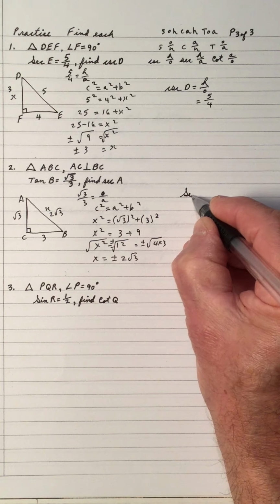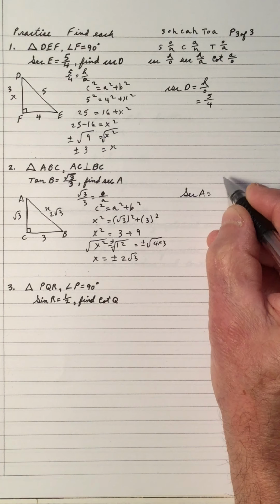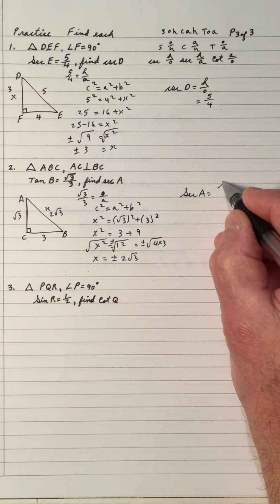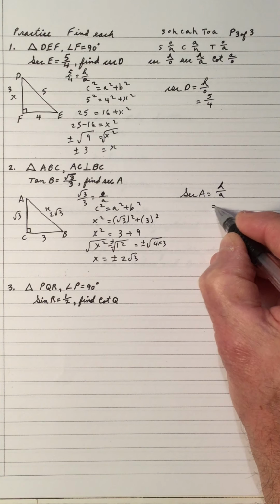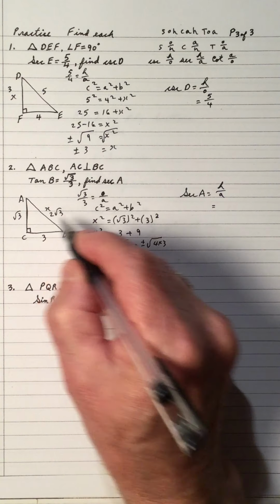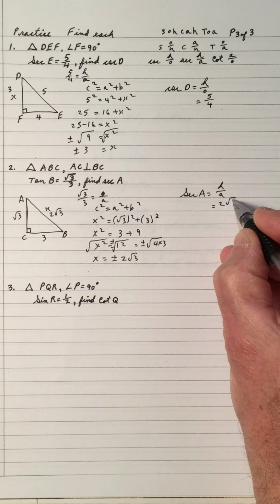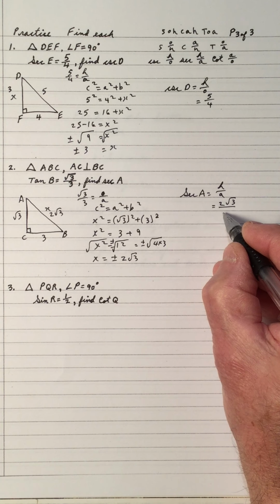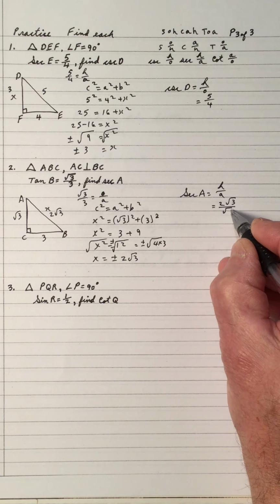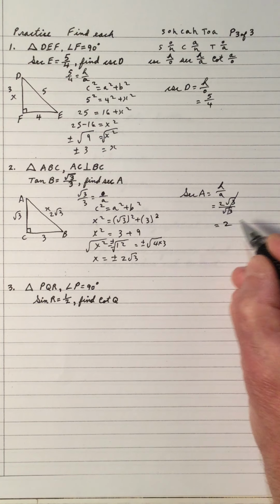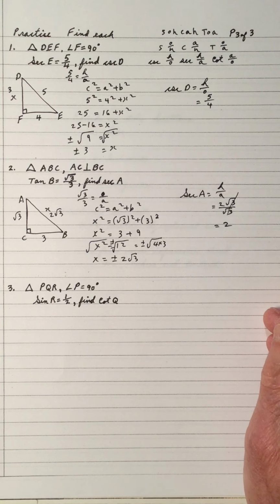So secant A, secant is hypotenuse over adjacent. So in relation to angle A, hypotenuse is 2 root 3 over adjacent, which is root 3. And the root 3's cancel out, so I get a 2, or 2 over 1.